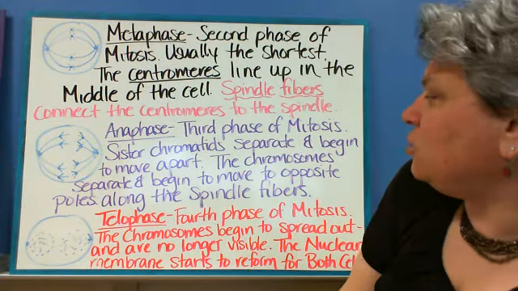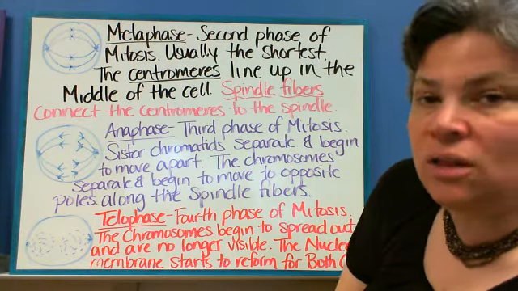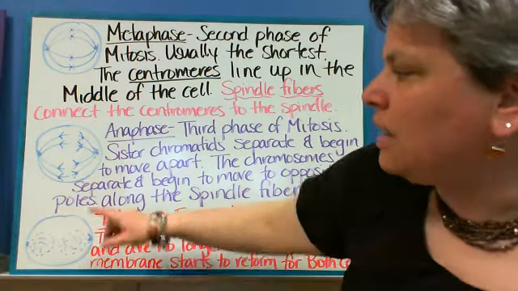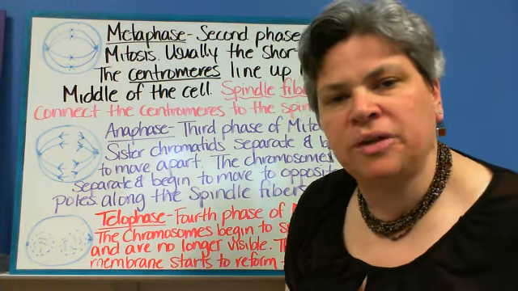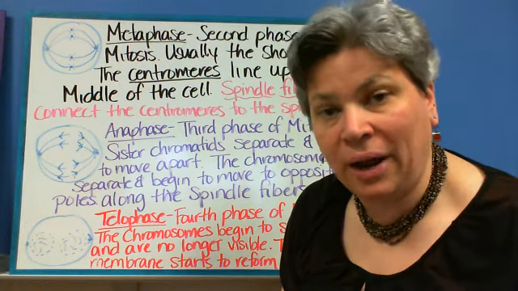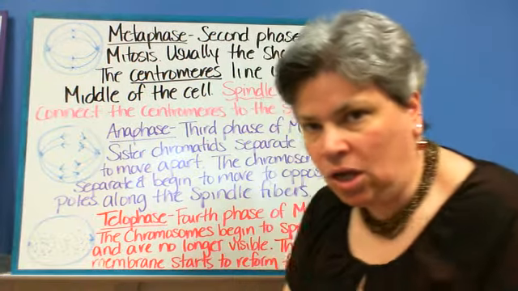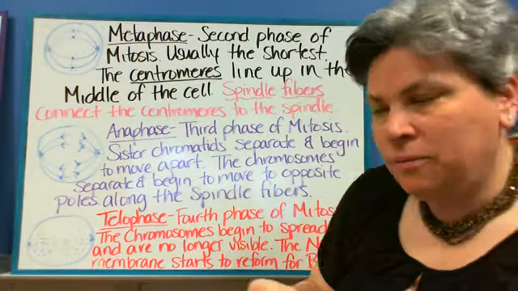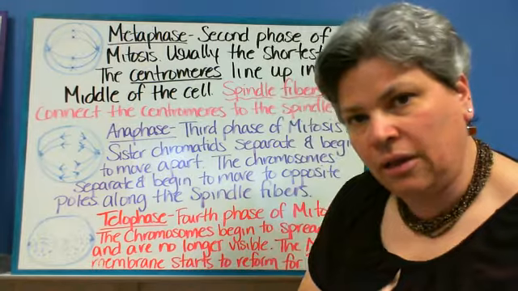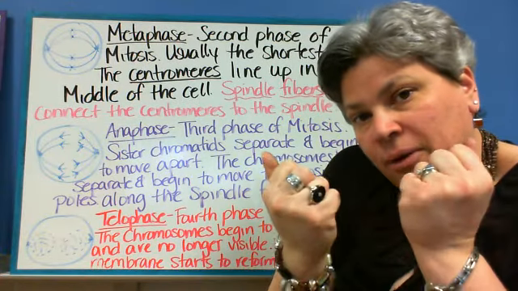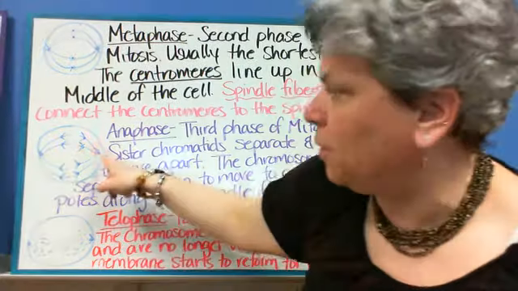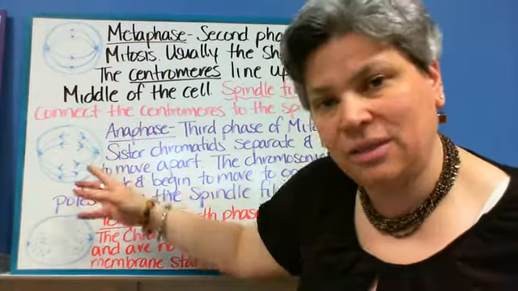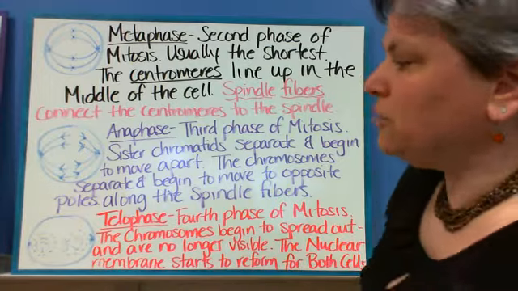They begin to move to opposite poles along the spindle fiber. If you think about the spindle fiber like a zip line, and the centromere as the harness that the chromosome would be wearing, it's sliding along that spindle fiber. That's how it can move from one side of the cell to the other. So they separate from each other, and then they can slide away to the opposite poles, or the opposite sides of the cell.